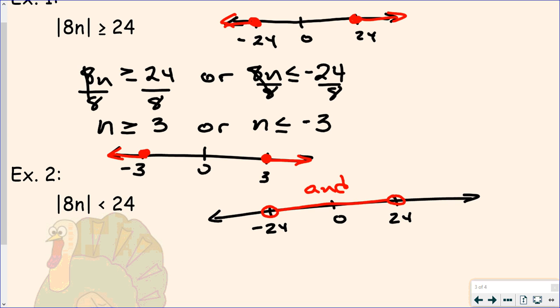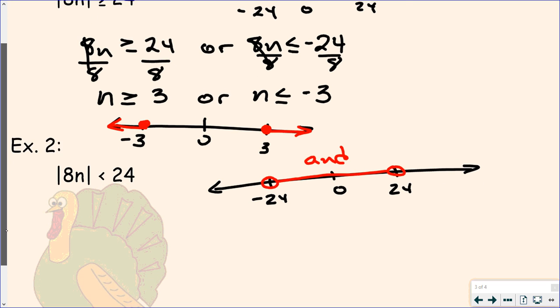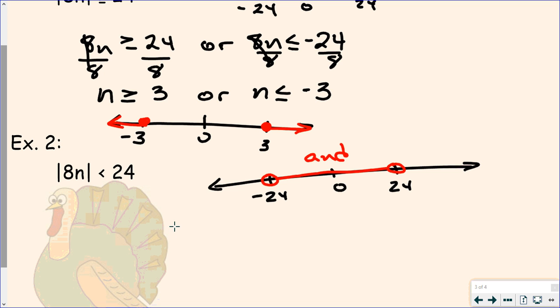All right. So I'm going to look at this graph to write my inequality. So my inequalities are 8n is greater than negative 24. That's taking care of this one. And 8n is less than positive 24. And then we're going to solve these.